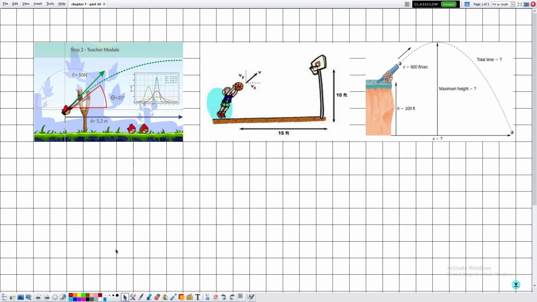Okay, just 1 second. And let me write down the title of this section, which is projectile motion.